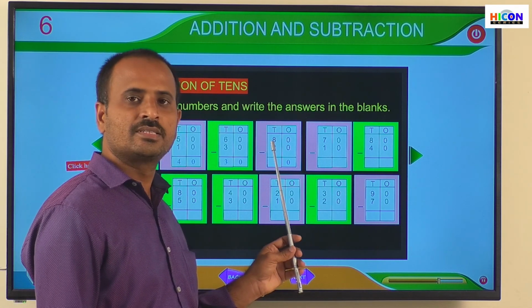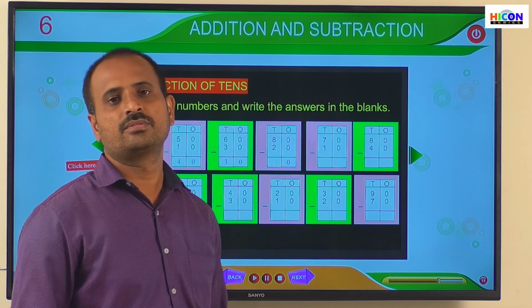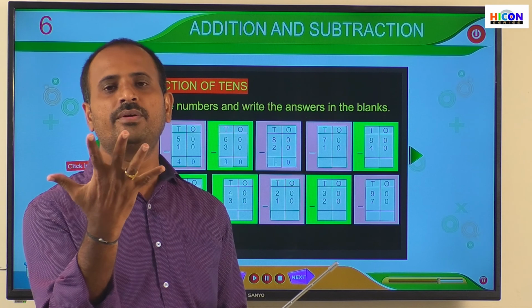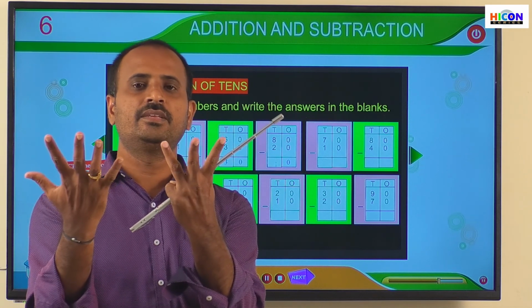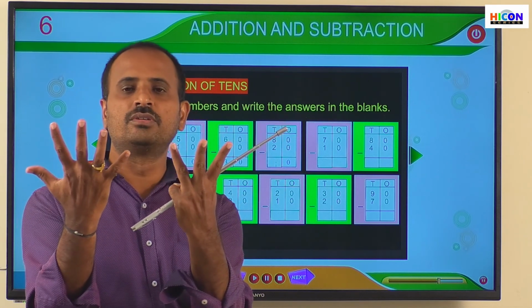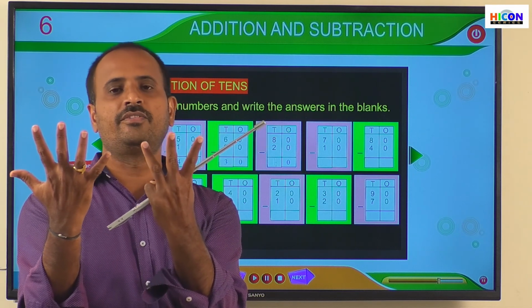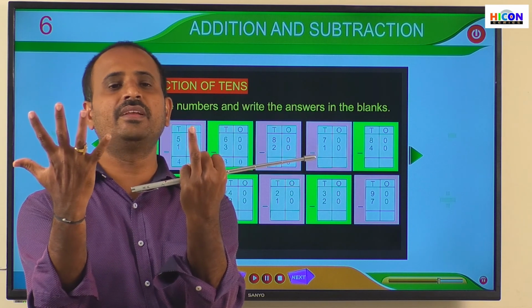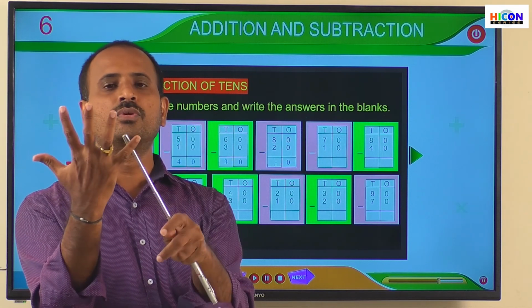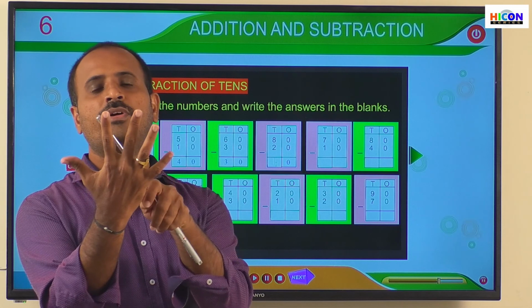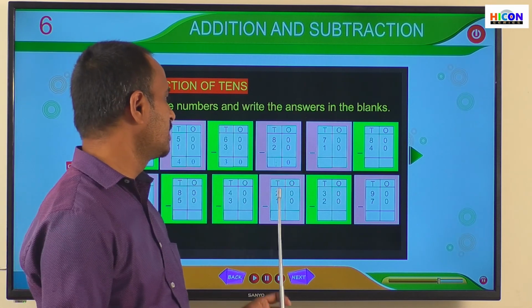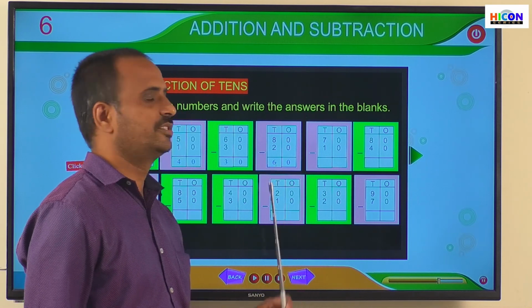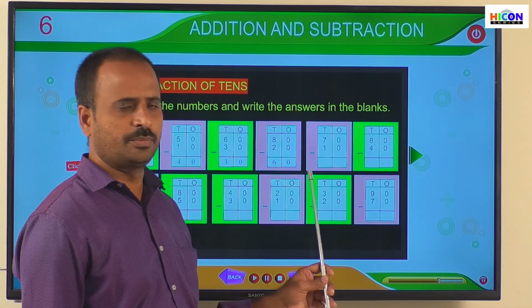Open 8 fingers and close 2 fingers among those. So first open 8 fingers. 1, 2, 3, 4, 5, 6, 7, 8. These are the 8 fingers and close 2 fingers among these 8 fingers. So close 2 fingers. 1, 2. So children, how many fingers are there remaining? There are remaining 1, 2, 3, 4, 5, 6. So there are remaining 6 fingers. So write 6 under tens place. Answer is 60. So go to the next problem.